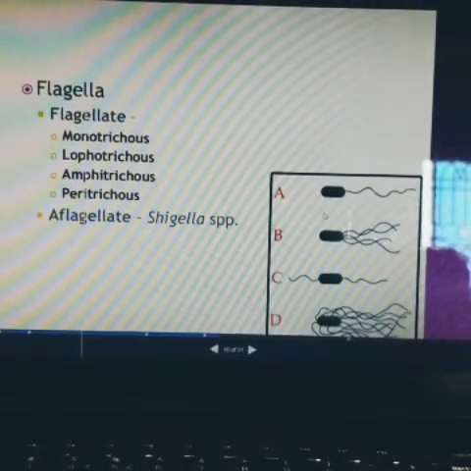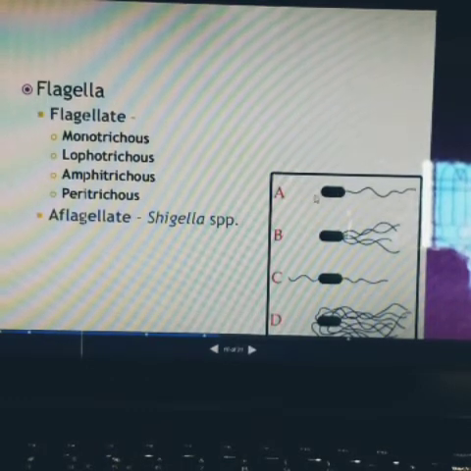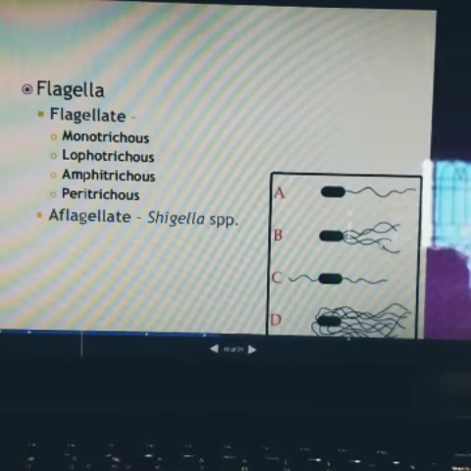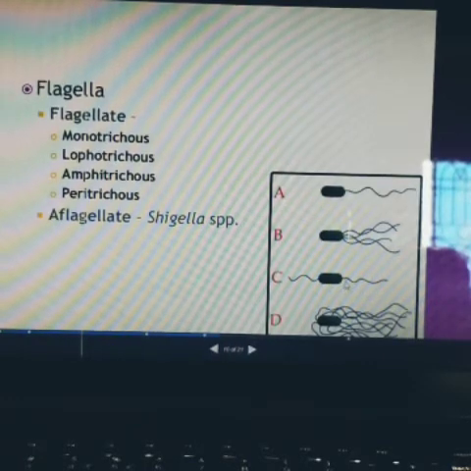So this is monotrichous. Here the bacteria contain only one flagellum. Such kinds of bacteria are called monotrichous bacteria. Where bacteria contain a tuft of flagella, with each flagellum equal, that bacteria is called lophotrichous bacteria. Here the bacteria contain flagella at both poles, this is a pole and this is a pole. Such bacteria are called amphitrichous bacteria.